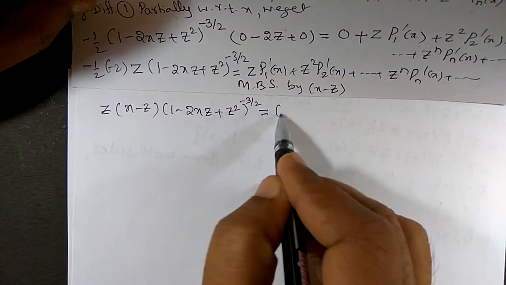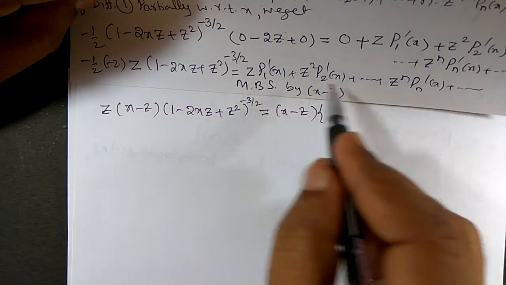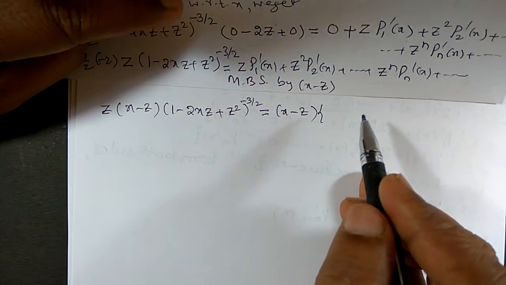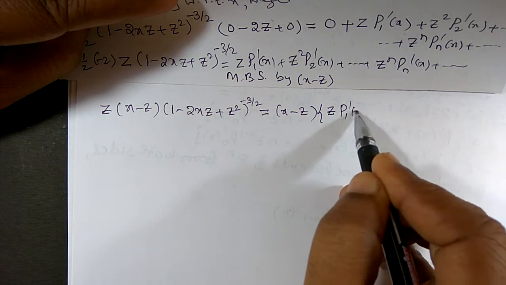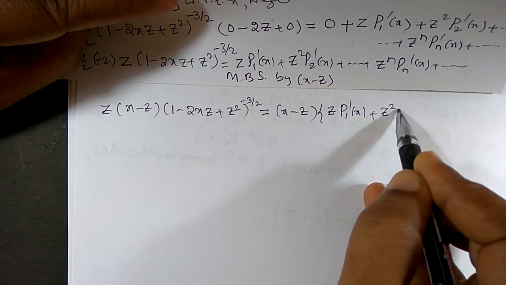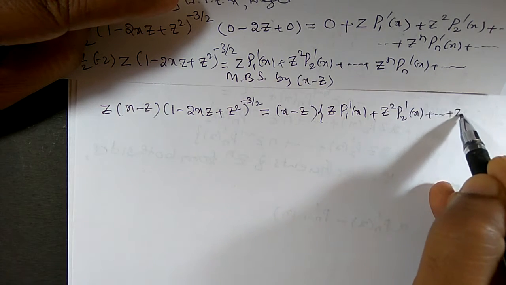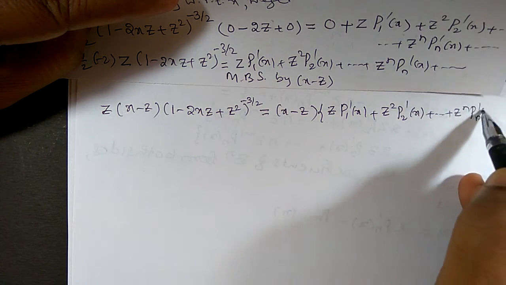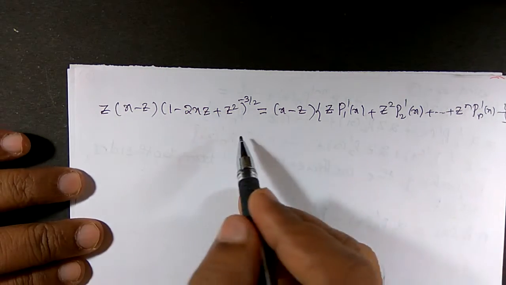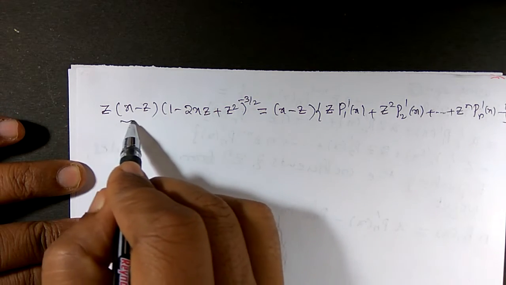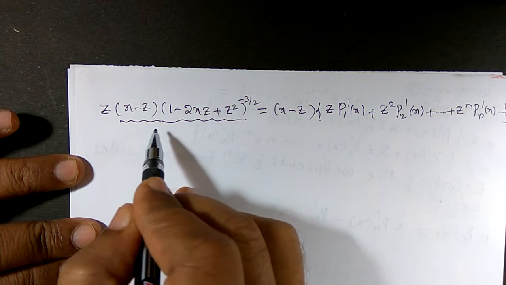This is equal to, I am going to multiply x minus z as it is, and I want to write the remaining terms as it is. So z into P1 prime of x, z square into P2 prime of x, plus so on, z raised to n, Pn prime of x, plus so on. Okay, so I get all these terms. Now you know the value of these two products from equation 2.